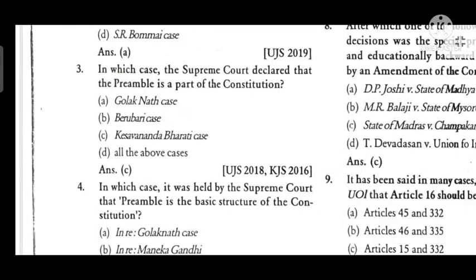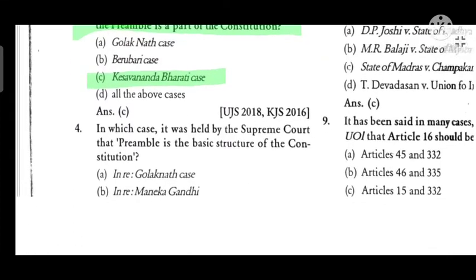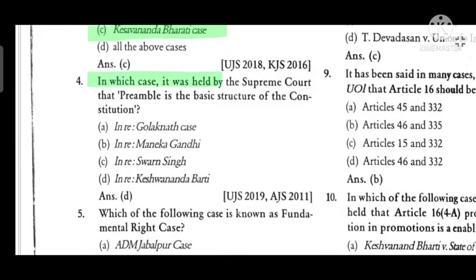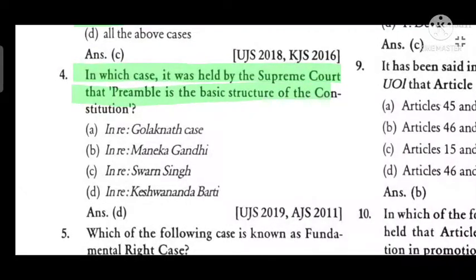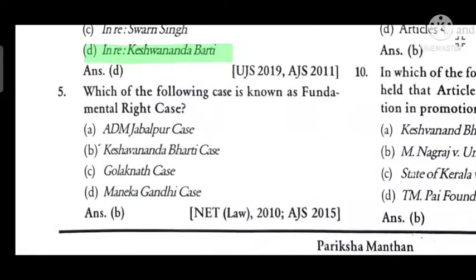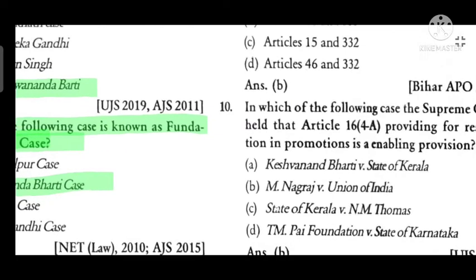In Berubari case, the Supreme Court declared that the preamble is not a part of the constitution. In Kesavananda Bharati case, it was held by the Supreme Court that the preamble is a basic structure of the constitution. In which one of the following cases, known as the fundamental rights case? Kesavananda Bharati case.